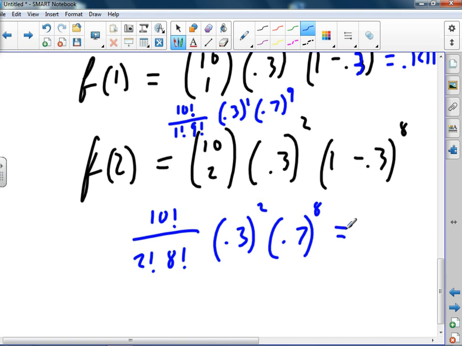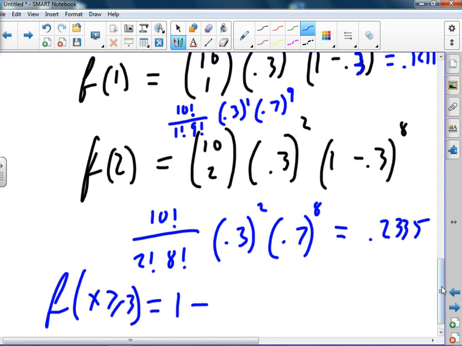And I'm just going to go combination of 10 things 2 at a time, which is 45. 45 times 0.3 squared times 0.7 raised to the 8th. 0.2335.